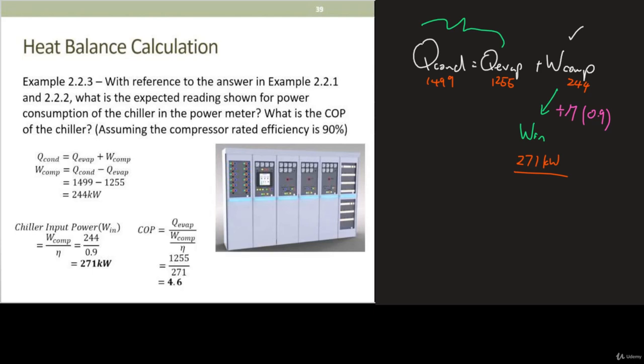And they also ask for another thing: what is the COP of the chiller? So if you still remember the topic 1 formula, COP is equal to Q evap divided by W in. Q evap we have 1255, and power input we just calculated, which is 271, and with that you will be able to get your COP value. All these formulas are not new, just that they can be applied over here, just like how you use your pH diagram, in the topic 1 kind of situation.